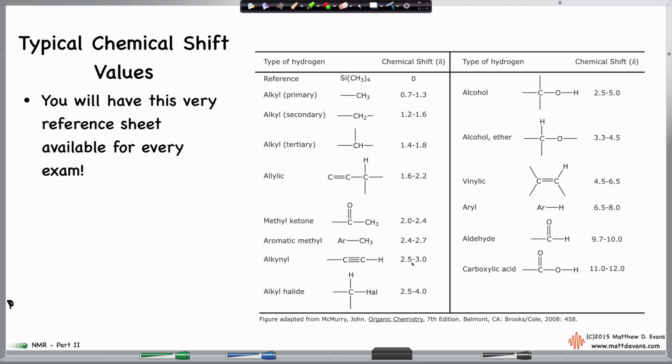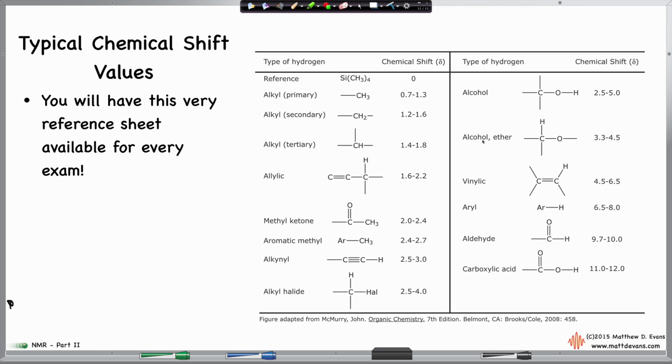Alkynyl, we talked about this already, 2.5 to 3.0, somewhere in that range. Alkyl halide, so the halide is a fairly electronegative atom, especially if it's chlorine. The hydrogen that's attached to the same carbon is 2.5 to 4.0, depending on what exact halogen is attached. Alcohols, a very wide range for alcohols. I wish I could say that it's one value, but it's not. It's a wide range, 2.5 to 5.0.